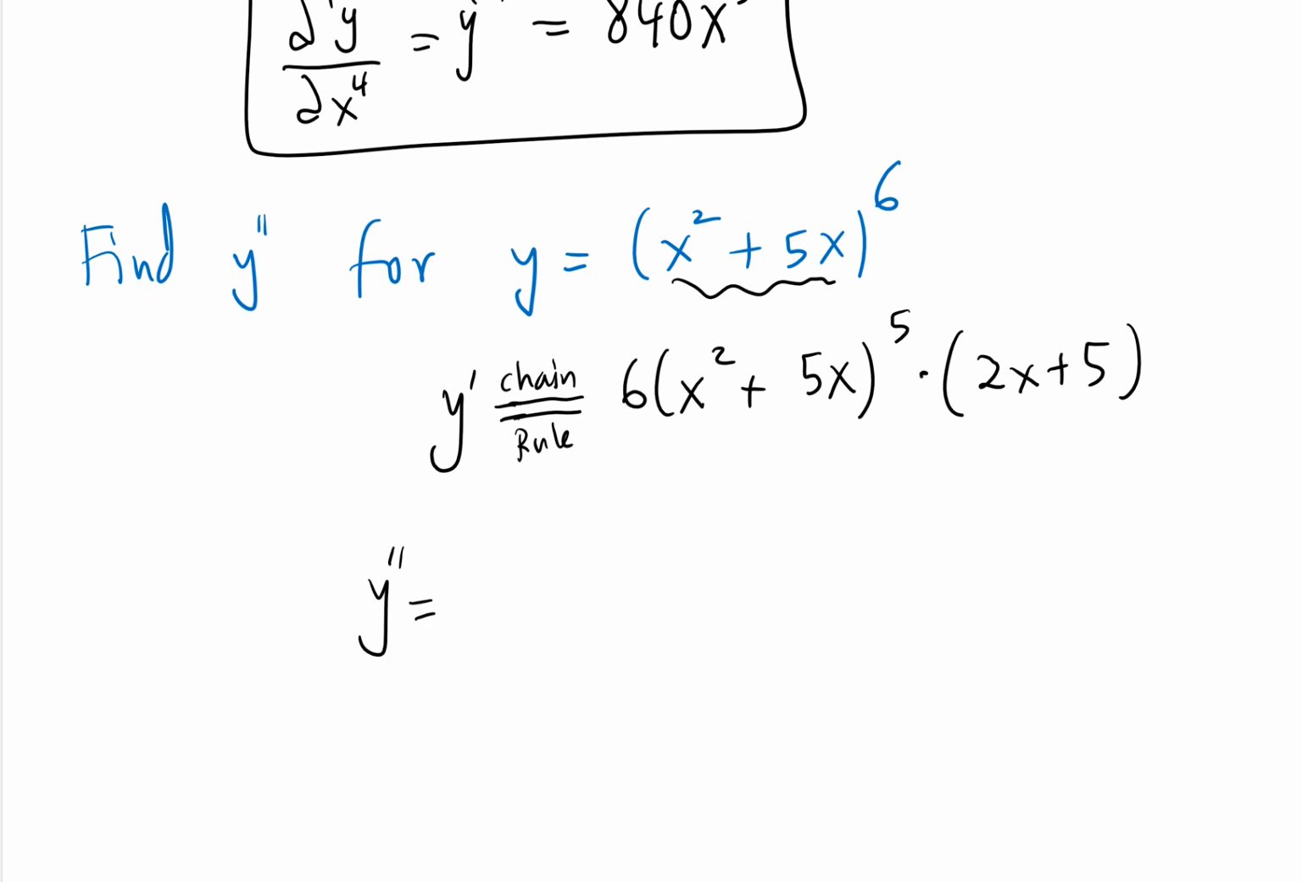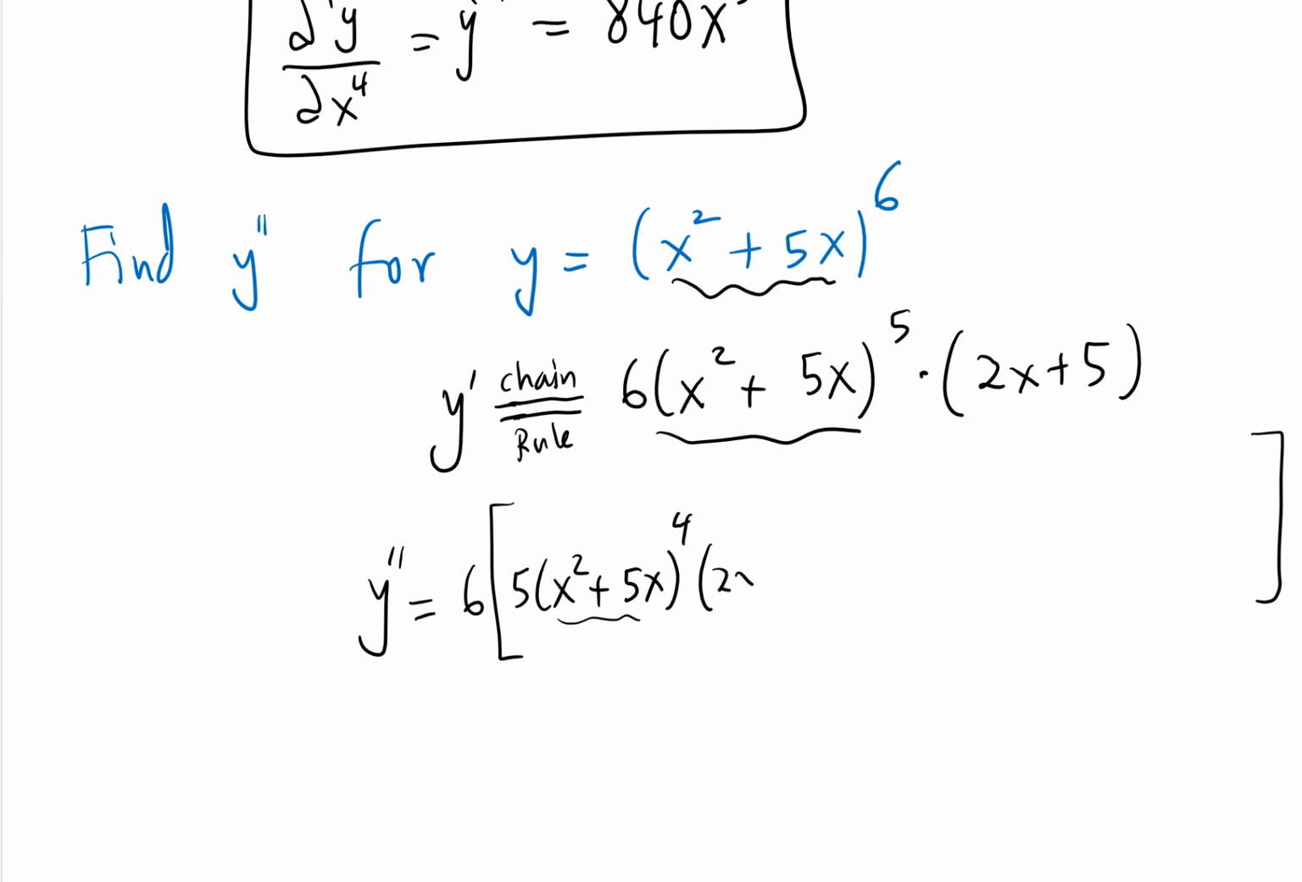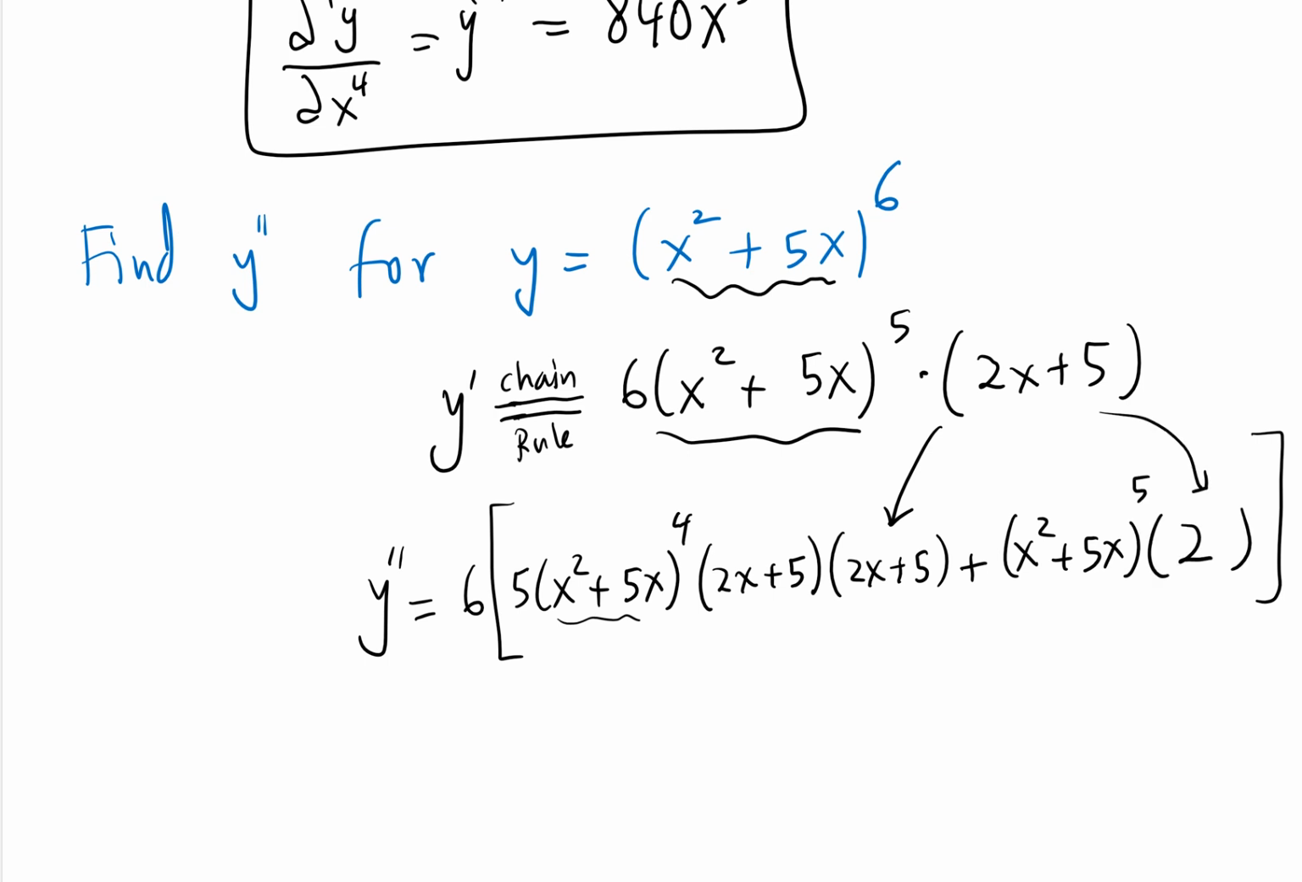Y double prime. Keep the 6 out, it's not going to make a difference. Derivative of this one: bring the 5 down, x squared plus 5x to the 4th power, times the derivative of the inside, 2x plus 5, times the other one. So I just brought that one down, plus, keep the first one the same by the product rule, times the derivative of this, which is 2. And if you want to leave it like this, it's fine. That's the second derivative.